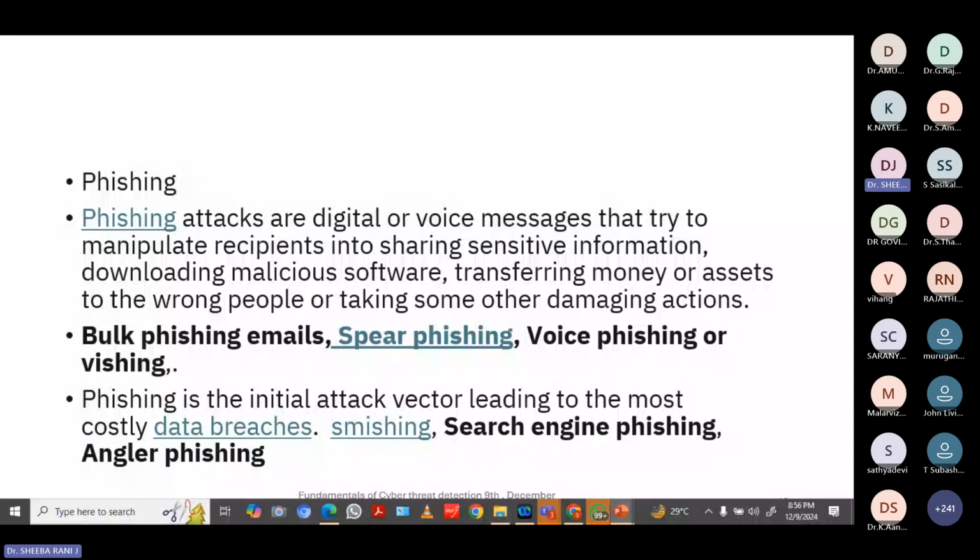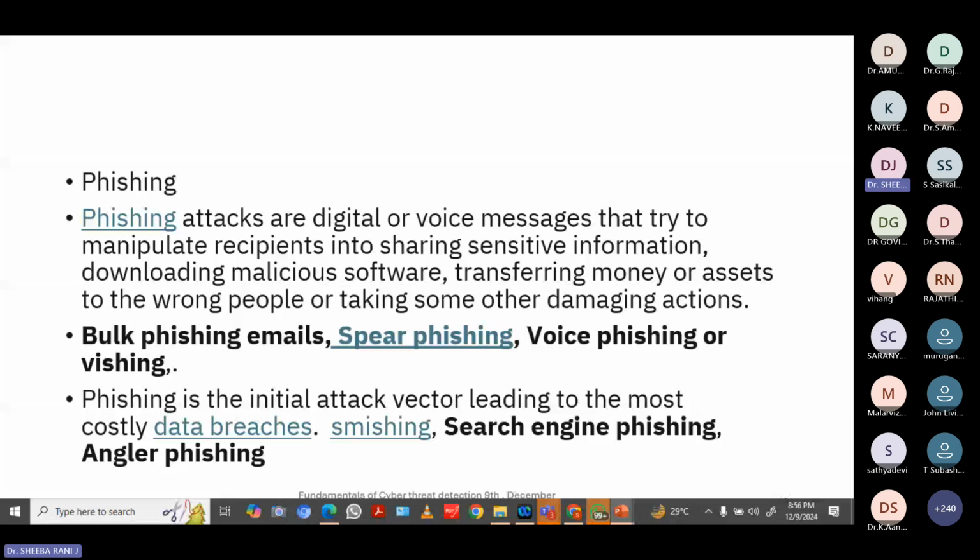So what does phishing mean? Digital or voice messages. Through messages, we are just making it happen. That is called phishing. So this is one of the social attacks. We are saying it is social engineering attacks. Okay, then next.